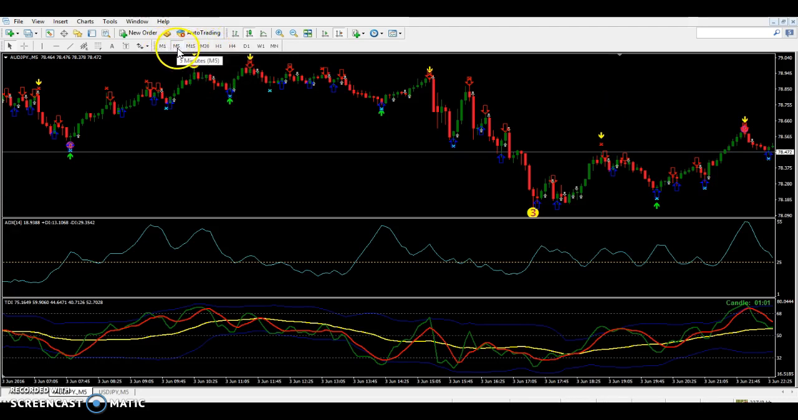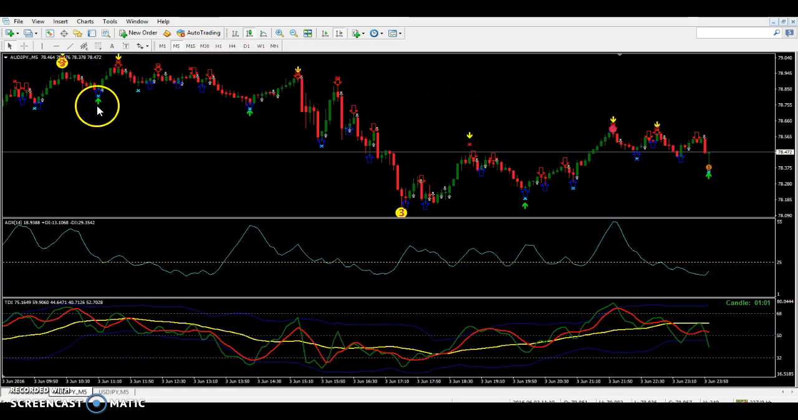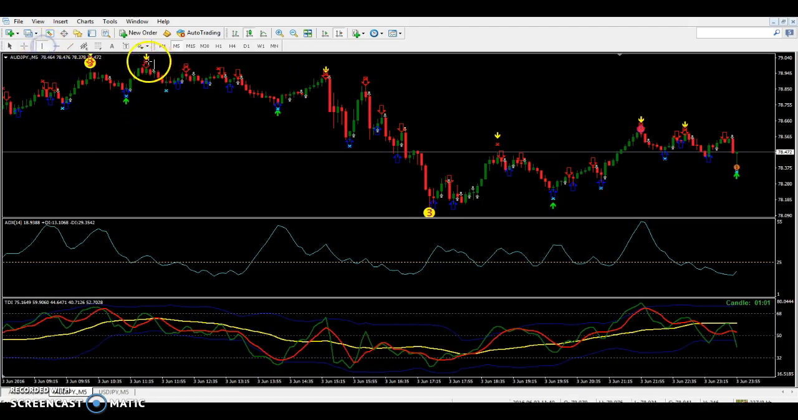1 minute for entry, 5 and 15 to spot the trend, and the 30-minute chart to confirm the overall trend. So once again, 1 minute for entry, 5 and 15 to spot the trend, and then the 30 to confirm the trend and to use that as the overall trend. So I'm going to mark a couple sells here for you so you can see how I do this.